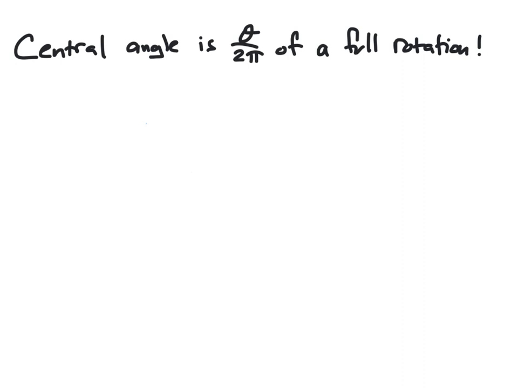To find a formula for the area of a sector, we again go back to our key observation that the central angle in our circle is theta over 2 pi of a full rotation. Using similar logic that we used for arc length, that means that the sector area is going to be theta over 2 pi of the entire area of the circle.